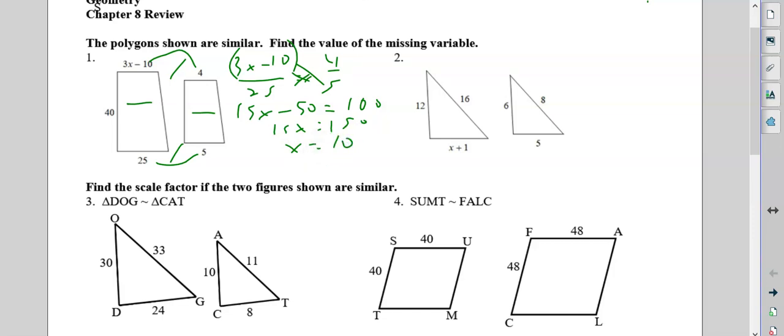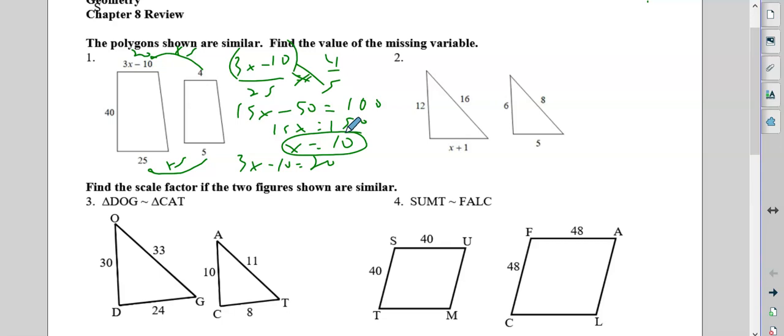Now there is actually a shortcut to this problem if you see it. This is times 5, which means this would be times 5, which means it's equal to 20. So you could have just said 3x minus 10 equals 20. Then if you add 10 to get 30 and divide by 3, you will still get x equals 10. Just another way of doing it. Not a big deal. It doesn't matter which way you do it.